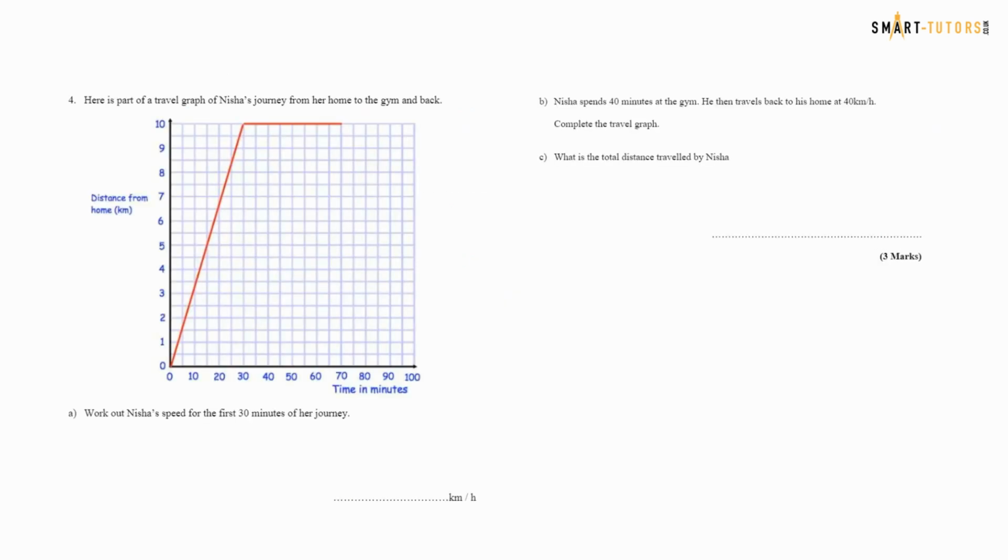Question number 4. Here is the part of the travel graph of Nisha's journey from her home to the gym and back. Work out Nisha's speed for the first 30 minutes. So the first 30 minutes is here. If you make a triangle, the speed equals distance, 10 kilometer divided by 30 minutes. So 30 minutes means half an hour. So 20 kilometer per hour is the answer.